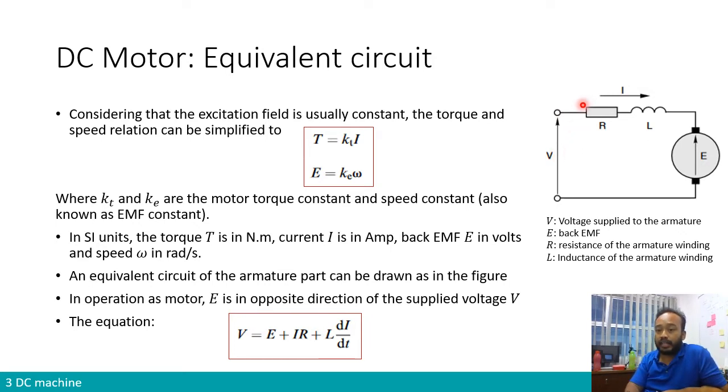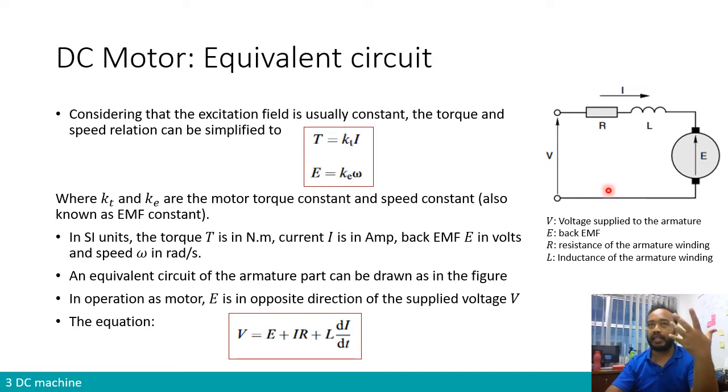As I mentioned in previous slides, an electrical DC machine has two separate circuits: the field winding, which creates the magnetic field in which the armature is placed, and the armature winding. The equivalent circuit model usually concentrates only on the armature part. Why? Because it is the armature part that produces the energy conversion, and not the field winding.